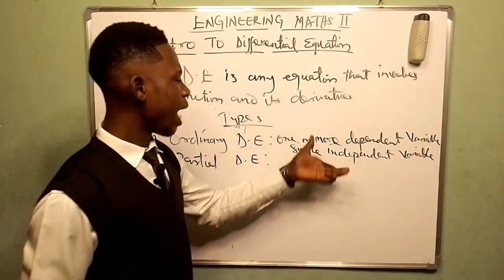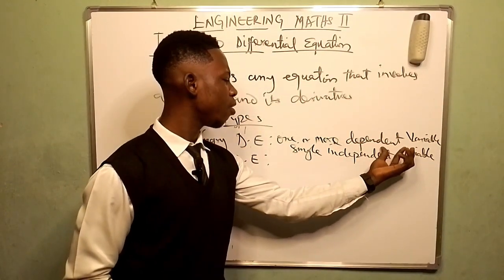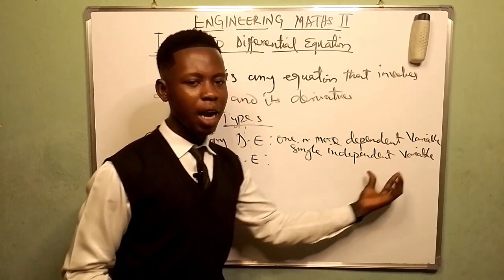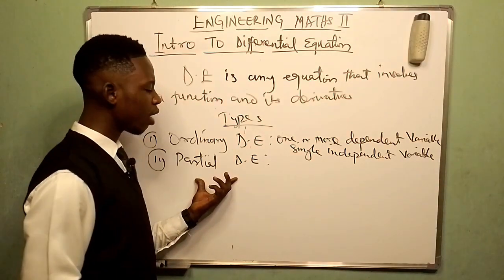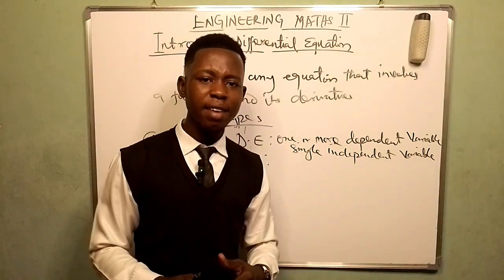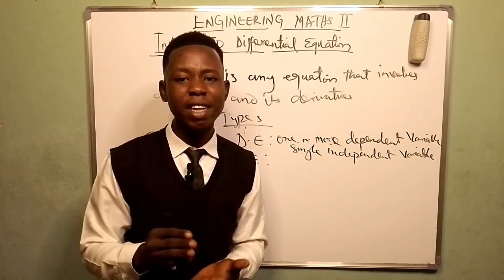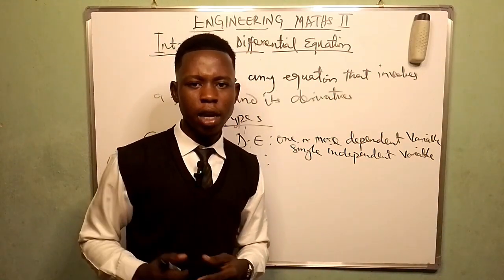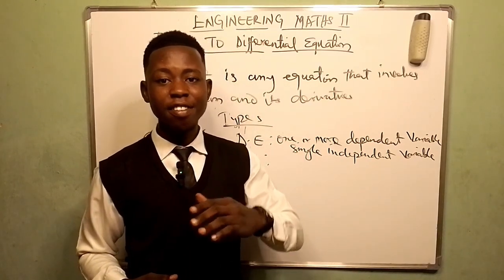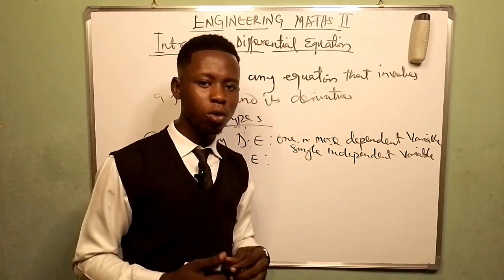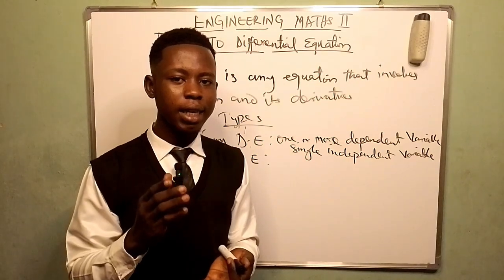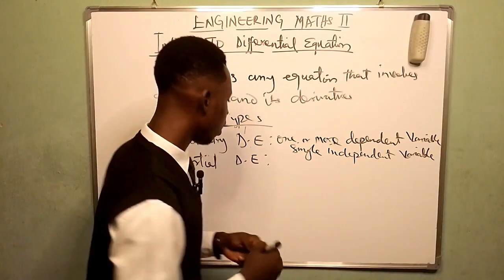Now, you may be asking, what is a dependent variable and what is an independent variable? I will explain that. But then I will have to give you the meaning of partial differential equation. A partial differential equation is any equation whose partial derivative has one or more dependent variables with respect to more than one independent variable.